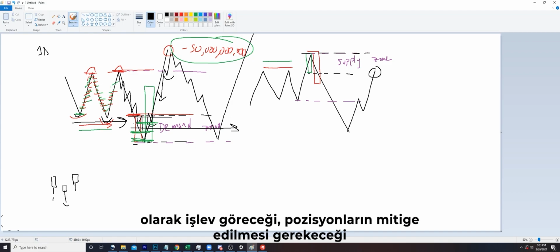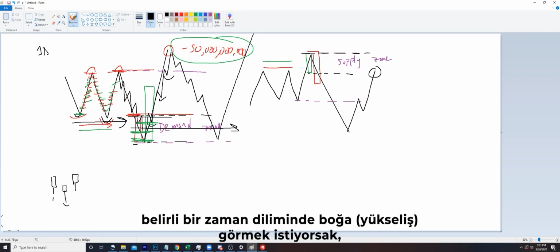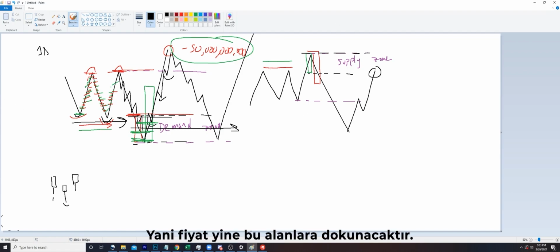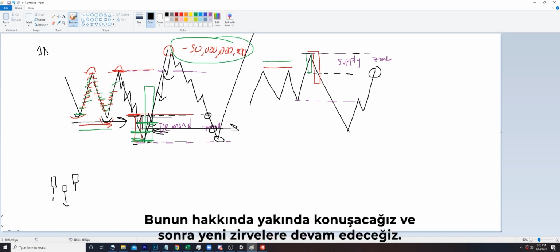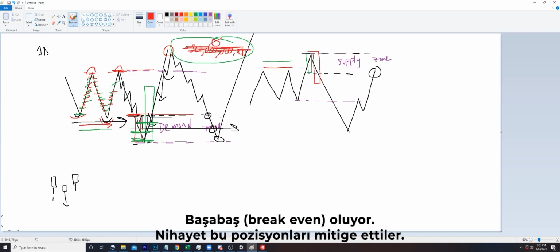All we know is that this area is going to function as a major point potentially in the future where positions are going to have to be mitigated, and where we can expect potential bullishness if our mindset, or our bias, is that we want to be seeing bullishness on a given time frame. So price, again, will tap into these areas, the open, the 50%, or even lower based on what's inside here. So we'll talk about that soon, and then continue to new highs. And then at that point, what happens to this? It becomes zero. It's break even. They finally mitigate those positions.